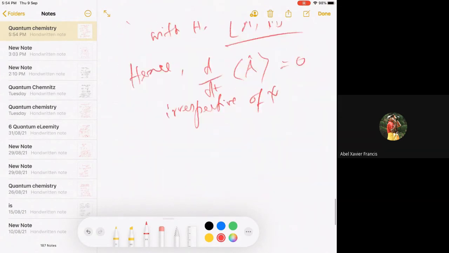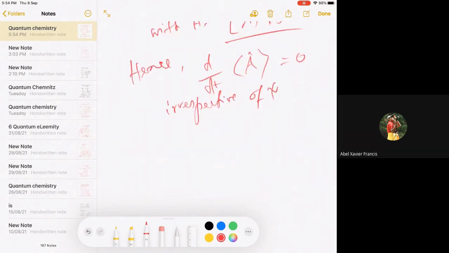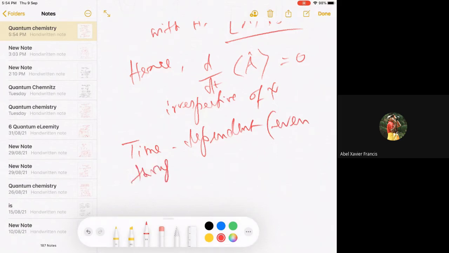So interestingly, when will it be time dependent? Now you have to exclude these three cases. So when will the average value be time dependent, even though A is explicitly time independent? This of course we continue to write.